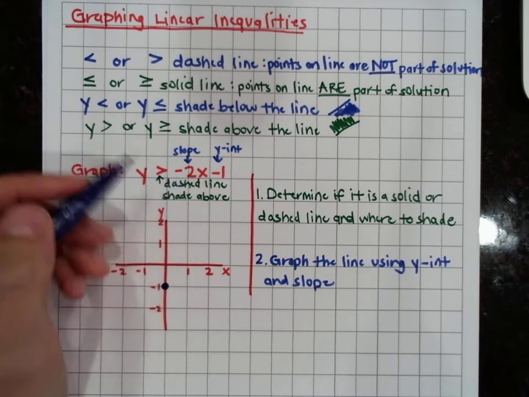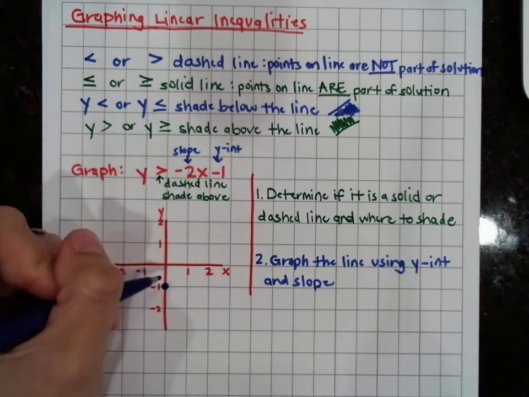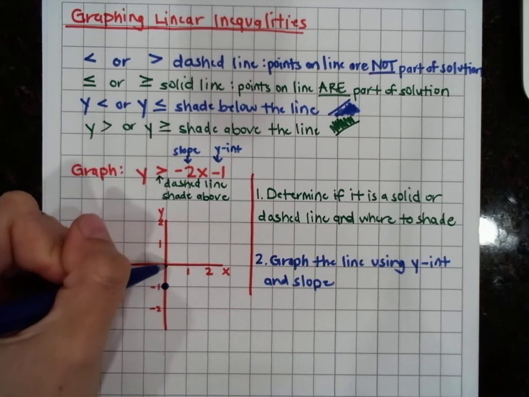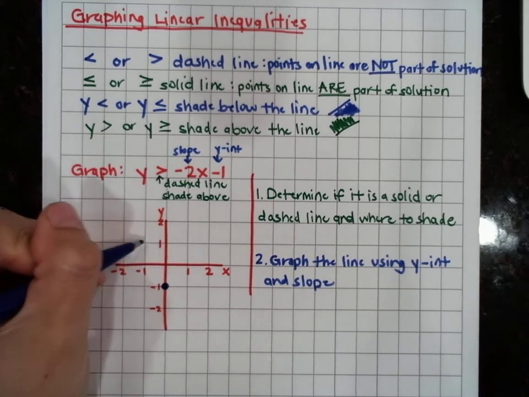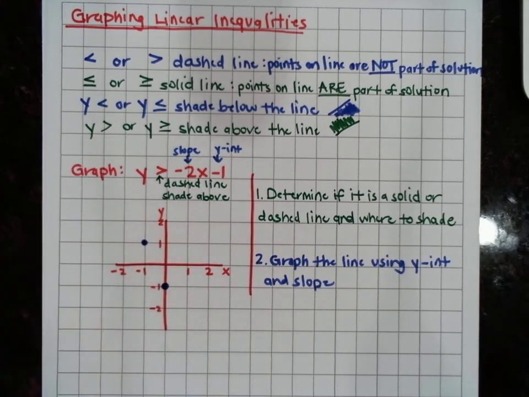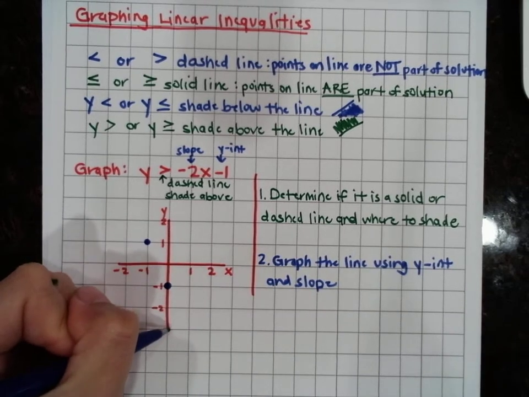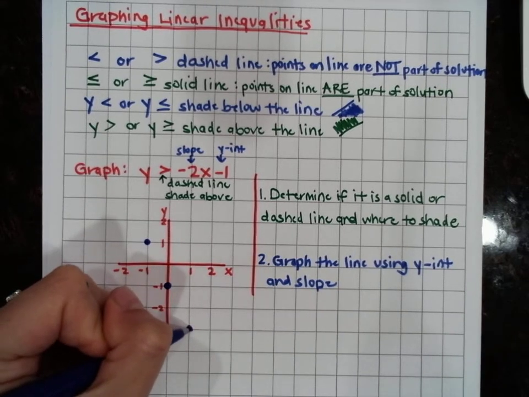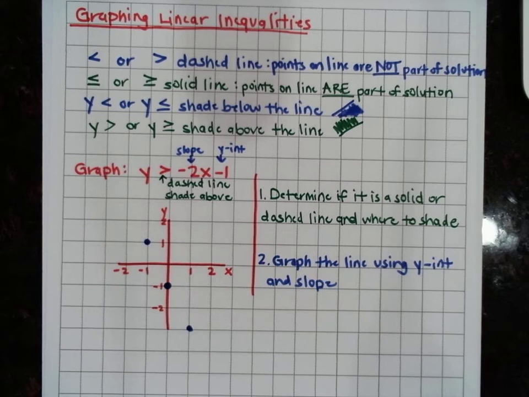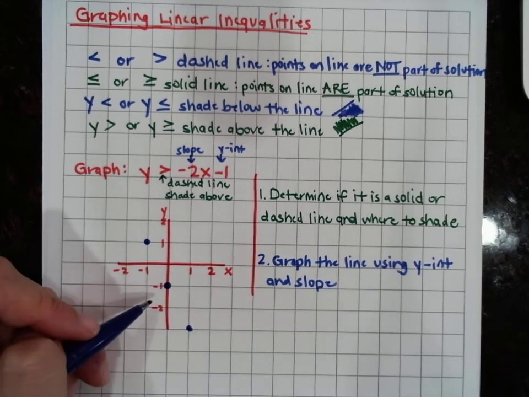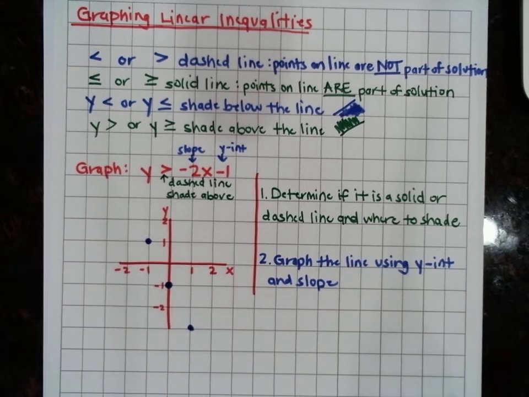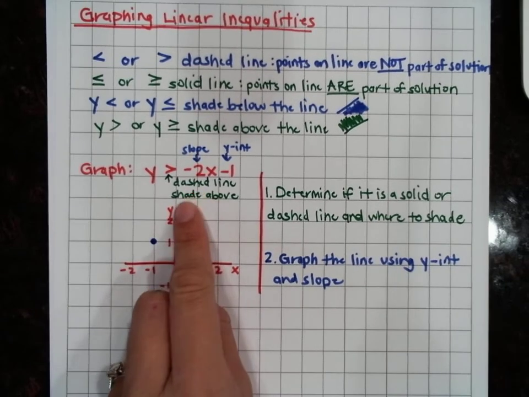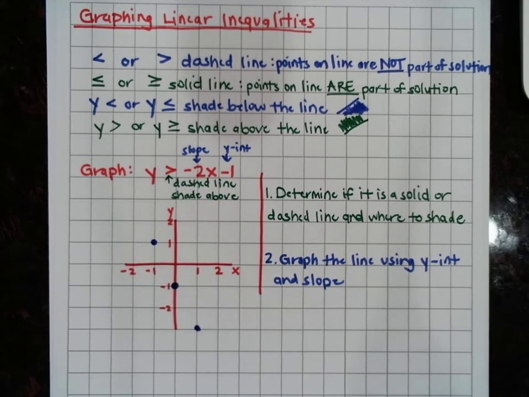So we know our line's going down. And so if I go up 2, I have to go to the left 1. Or I can go down 2 and I'd have to go to the right 1, because it's a negative slope. My line is going down. And then once I do that, I'm going to use this information to draw my line. I'm going to draw a dashed line and I'm going to shade above.